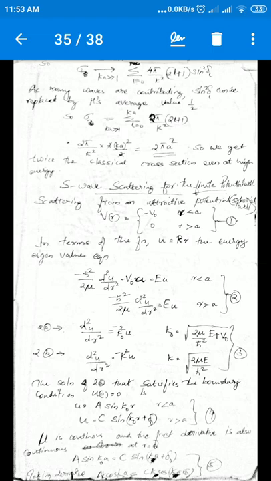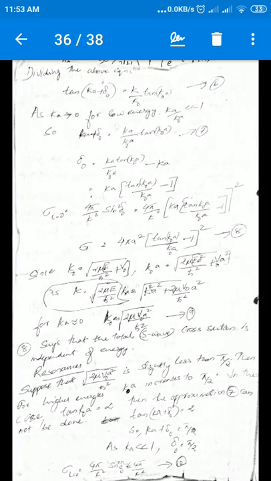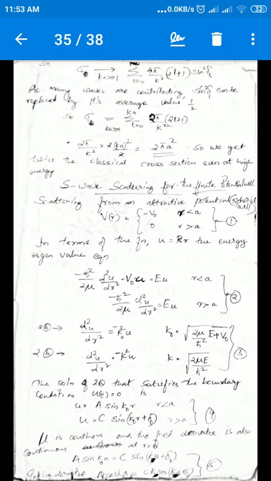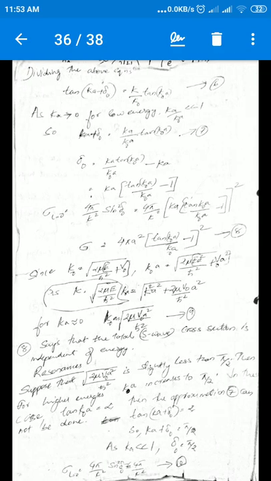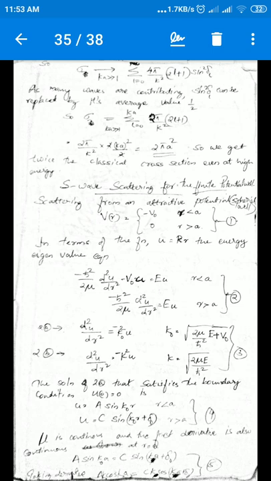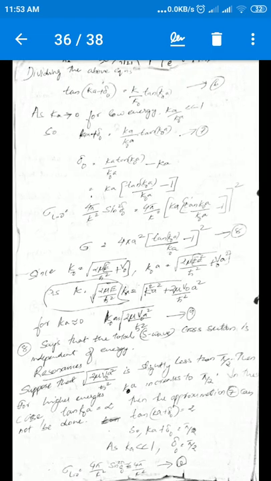We just take the ratio of the left hand sides. If you take the ratio, k0 will get cancelled, A will get cancelled, and sin by cos becomes tan. So on the left hand side we get tan k0a. On the right hand side, C gets cancelled and 1/k will be there: (1/k) tan(ka + δ0).